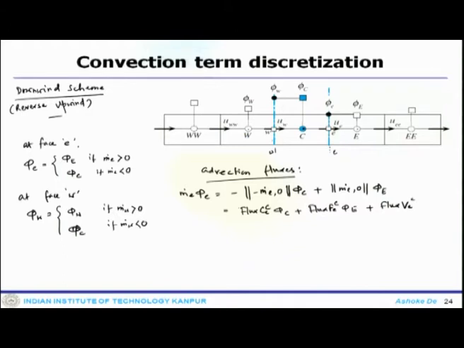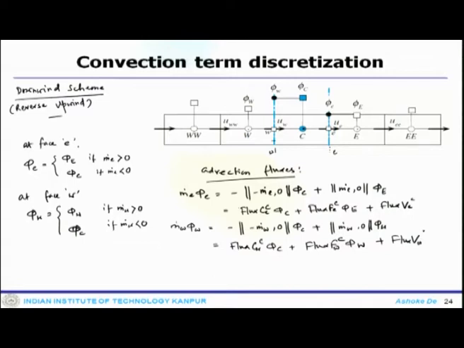Similarly, at the west face one can find m dot W phi W, which is the maximum of minus m dot W and 0, times phi C, plus the maximum of m dot W and 0, times phi W. Then we get essentially flux C W convection phi C plus flux F W convection phi W plus flux V W convection.